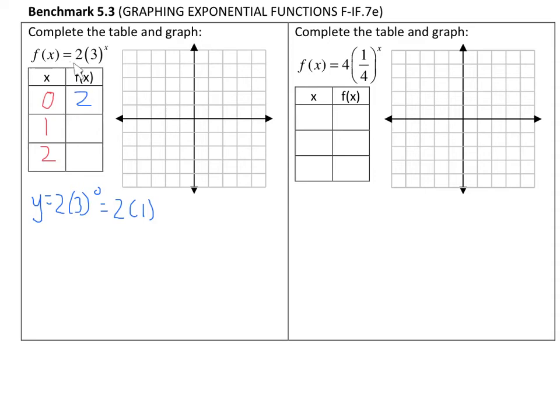So the number in front is always your 0 with these basic exponential growths and decays. Later on it gets a little bit more tricky when other things happen. But for now, the front is your 0. Then I'm going to plug in my next number, 1. So if I did my equation, I simply plug in 1, which means 2 times 3, because 3 to the first is 3, which is 6. And then you plug in 2.